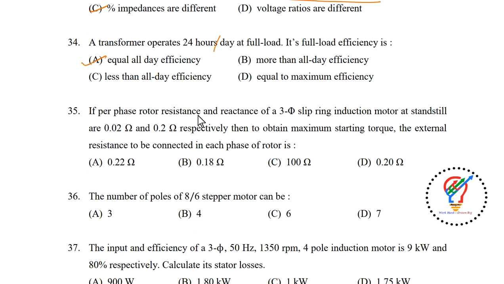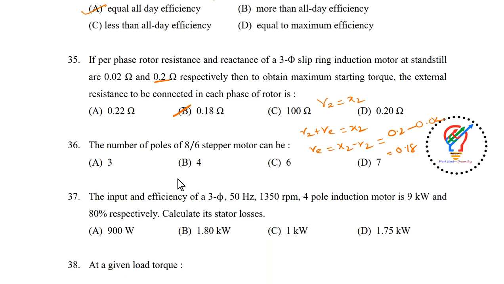If the per phase rotor resistance and reactance of a three-phase slip ring induction motor at standstill are 0.02 ohms and 0.2 ohms respectively, then to obtain the maximum starting torque, the external resistance to be connected in each phase of the rotor is... To get the maximum starting torque, the resistance R2 should be equal to X2. But here we need to add some extra resistance, so R2 plus RE is equal to X2. So RE is equal to X2 minus R2. X2 is 0.2, so 0.2 minus 0.02 is 0.18. So answer is B here.